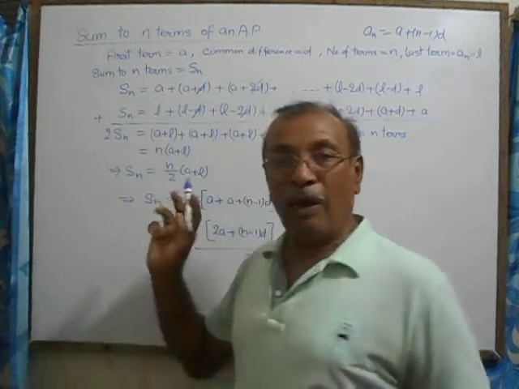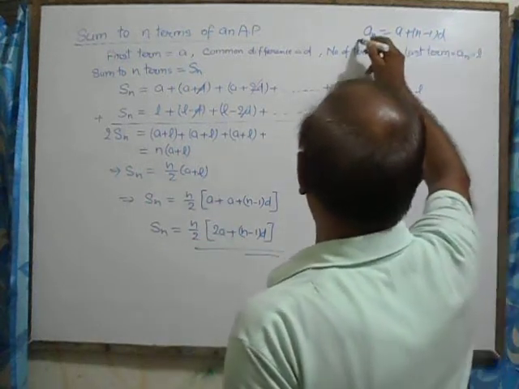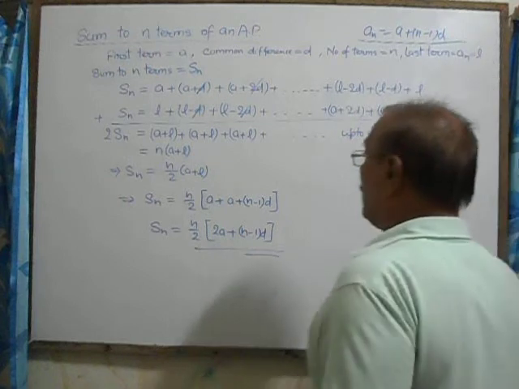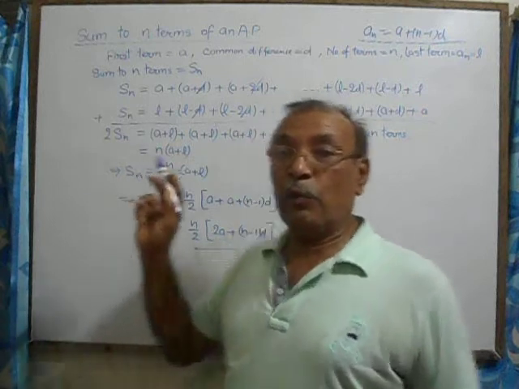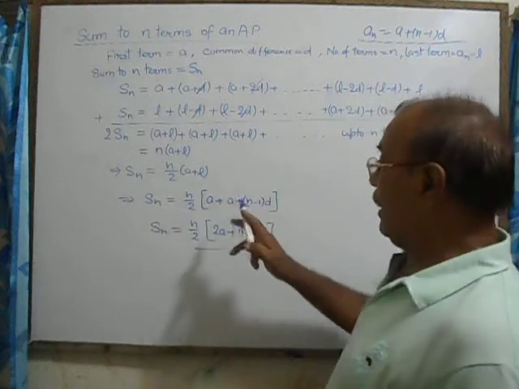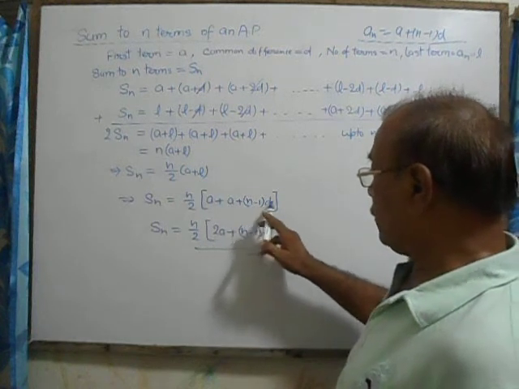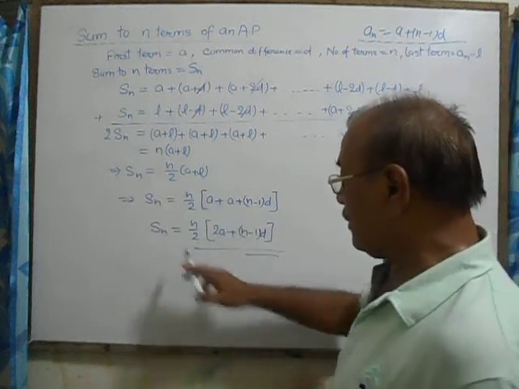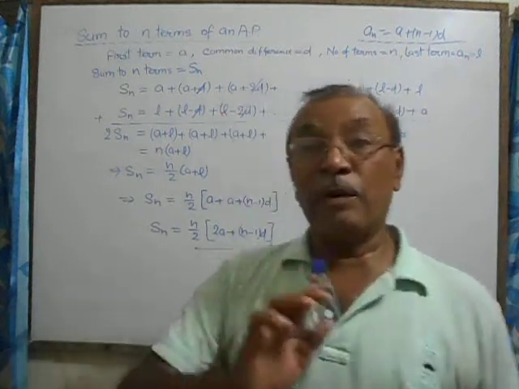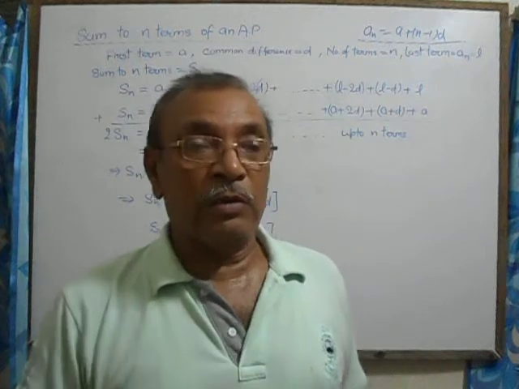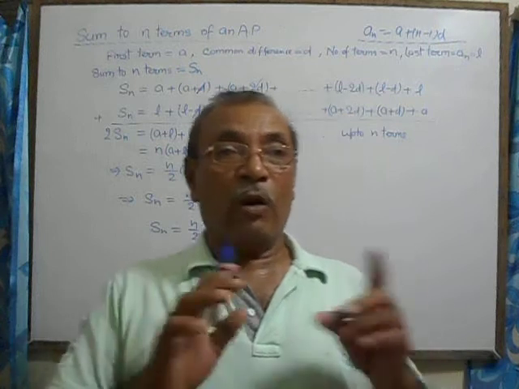What is the value of L now? The value of L is the last term, that is an equals a plus n minus 1 into d. So we put here the value of L: a plus n minus 1 into d. Adding this, you get Sn equals n by 2 into 2a plus n minus 1 into d. This gives a formula for finding the sum to n terms of an AP.